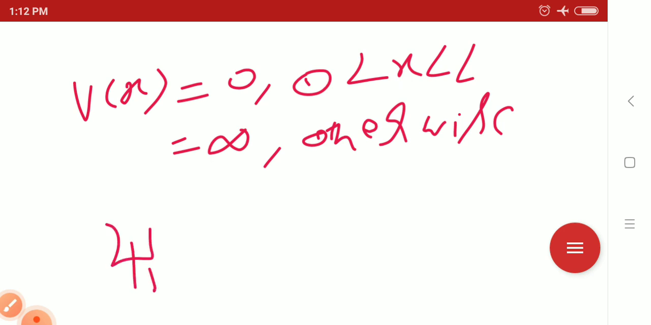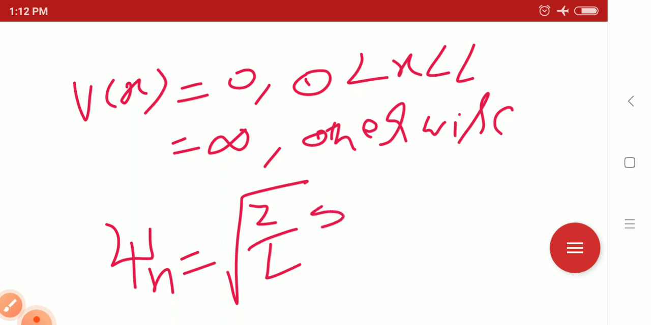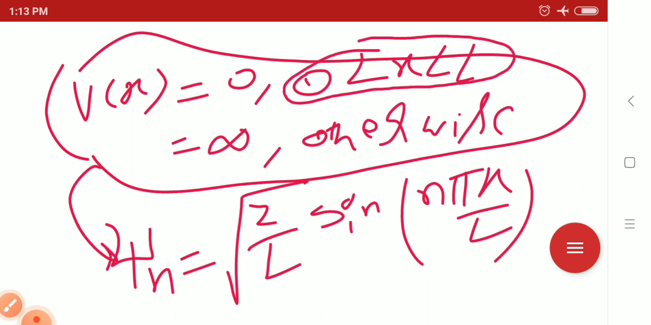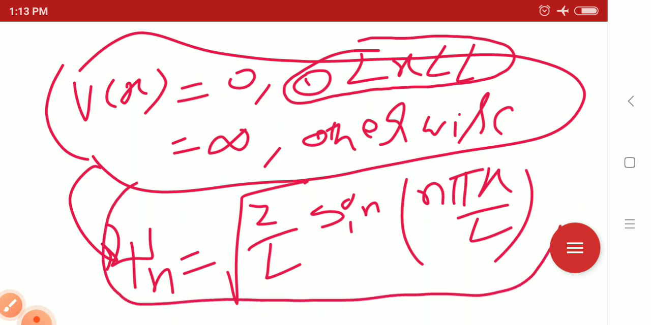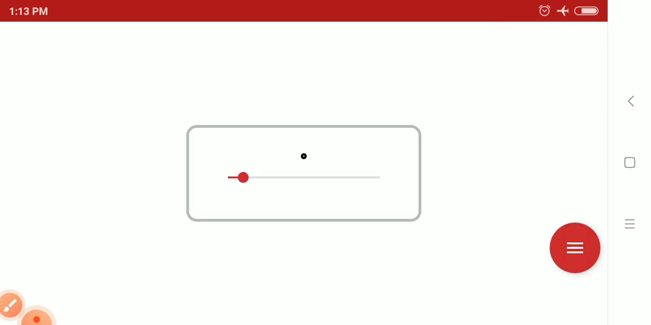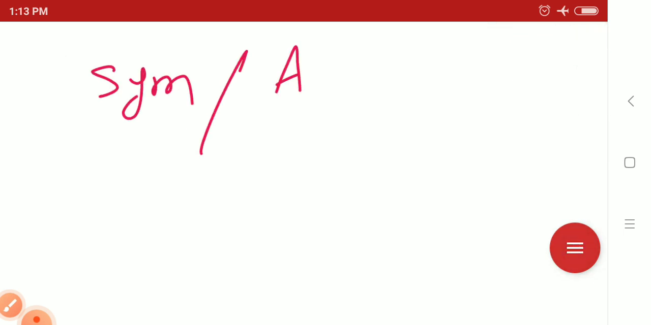Then psi n, the wave function, will be simply only root over 2 by L sin n pi x by L. Means there will be no cos for n equals 1, 3, 5 when the potential range is 0 to L. Then there will be only sine, n equals 1 to infinity, only sine. So this is the main important thing between symmetric and asymmetric box. These are the main important things to remember.